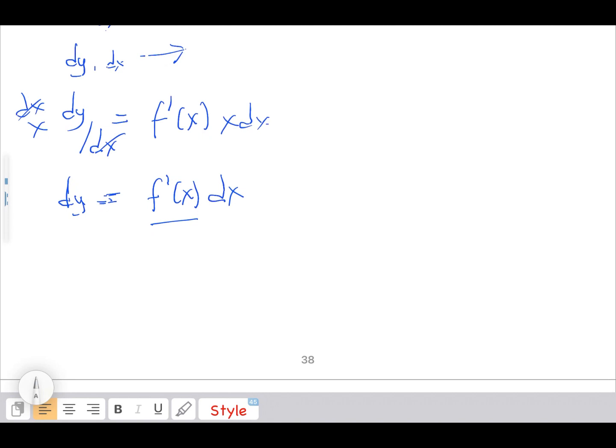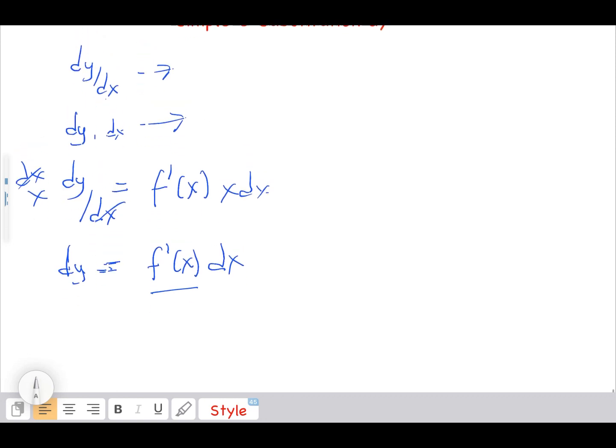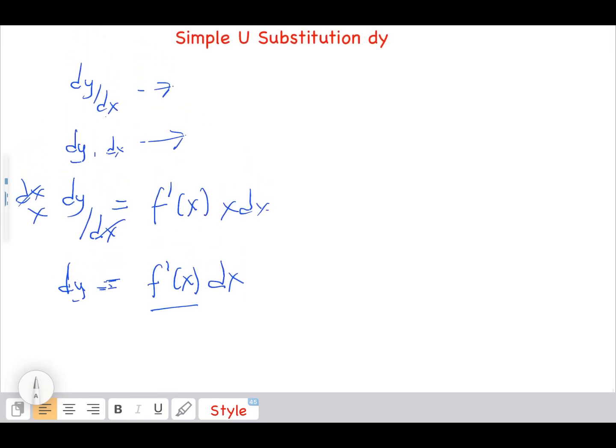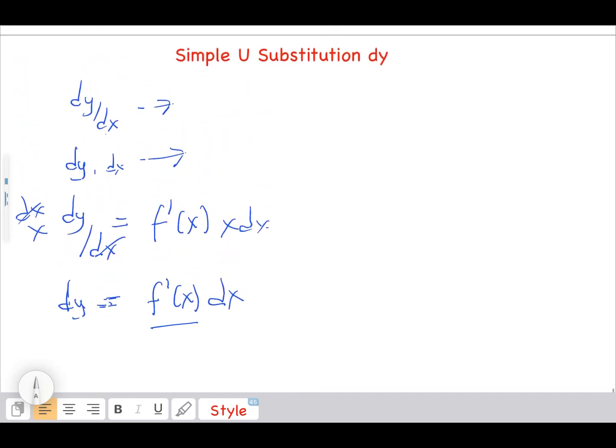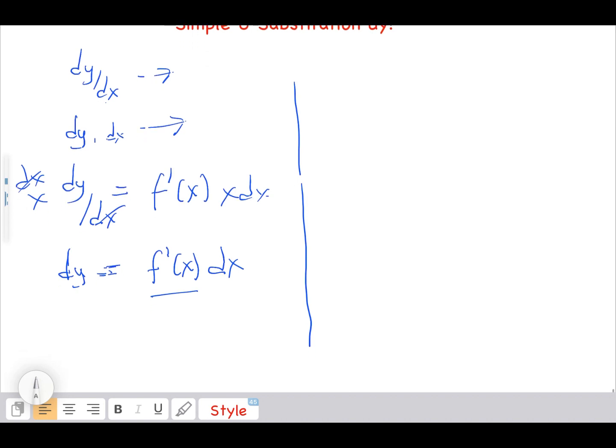So based on this, let's look at some couple of examples. This is a simple u substitution, remember, and whatever we are going to do here is going to help you understand what we are doing. It will help you a lot. So let's look at something here.